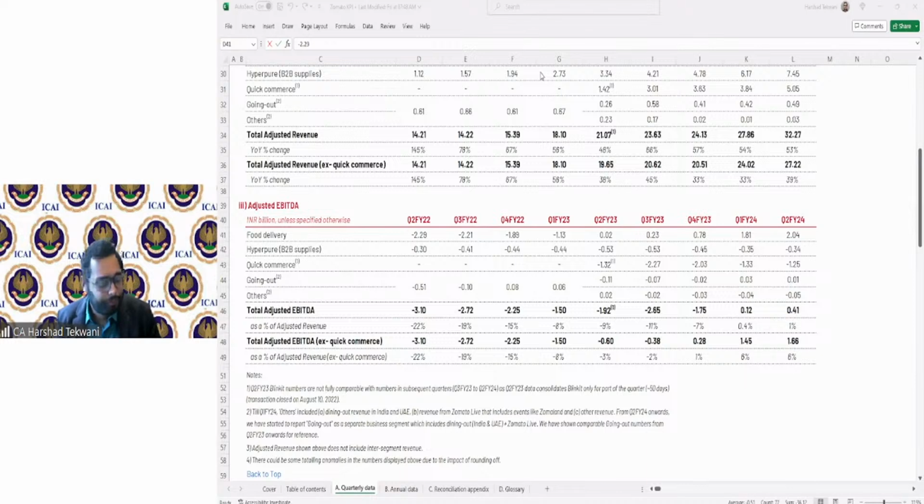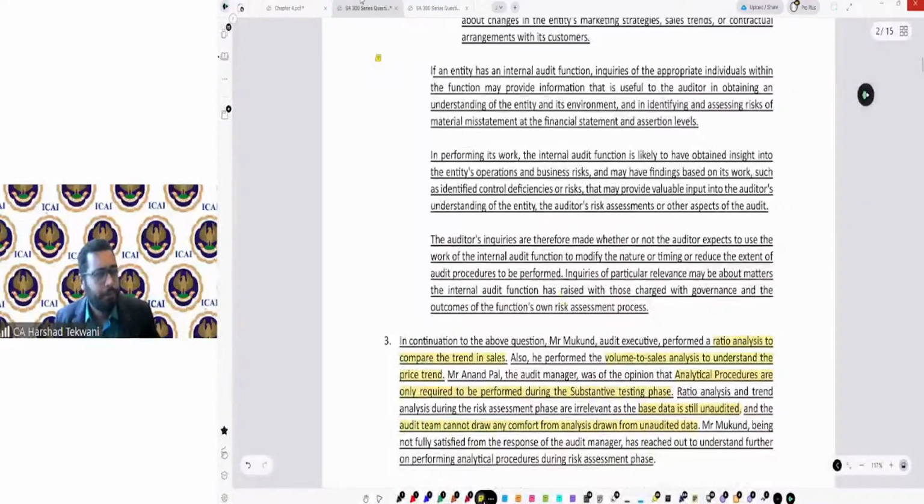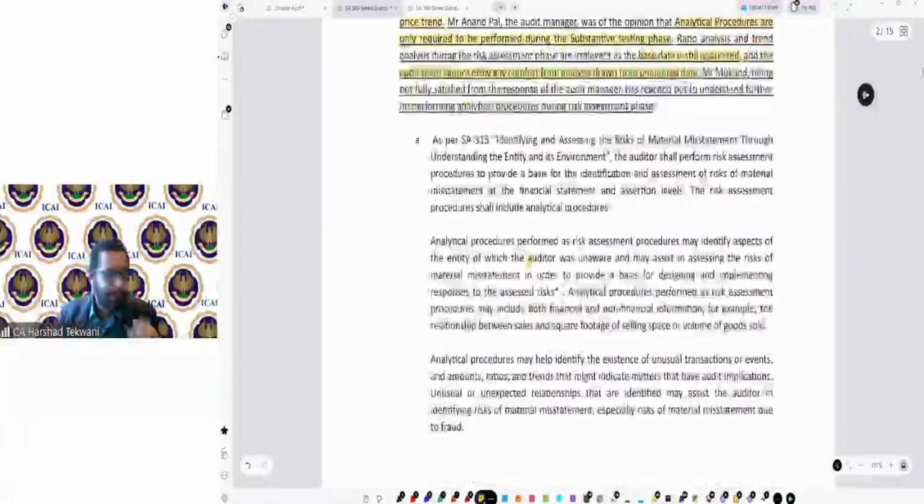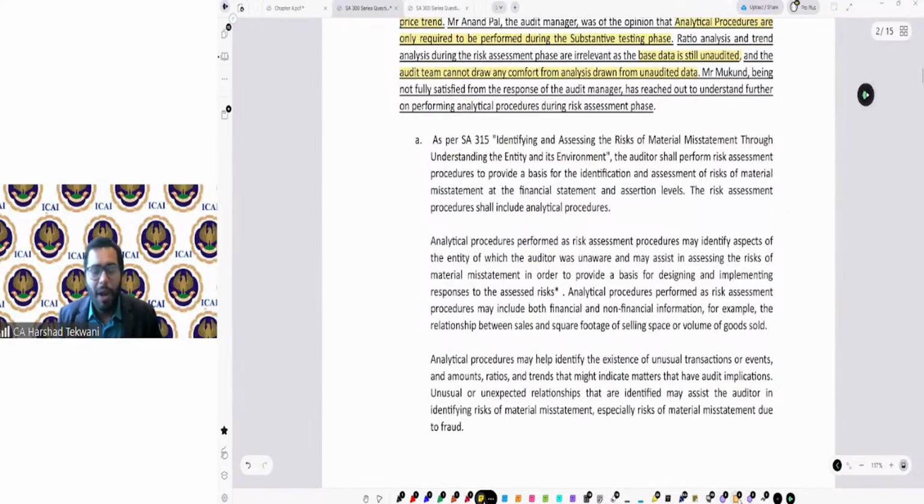Let's see the answer. As per SA 315, whenever you are writing an answer as per the SA, first of all, what you need to do is quote from which provision you are referring. What is the provision? What is the SA? What is the requirement that you are quoting here? So I am first quoting the SA over here.